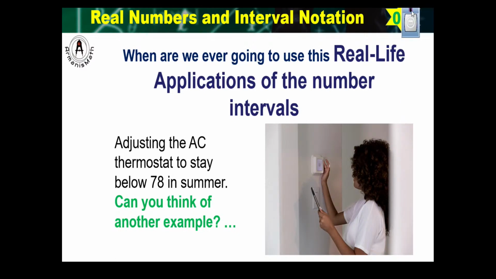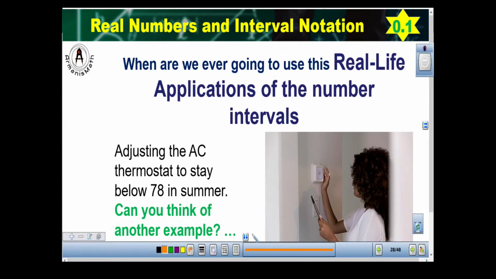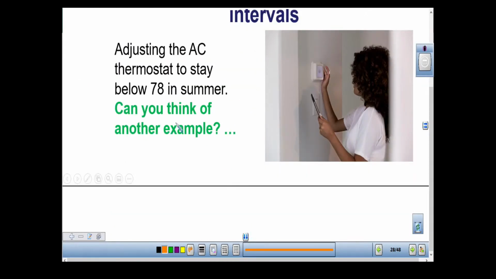Where in the whole world do we use this kind of stuff? Well, one of which is actually your AC thermostat. In the AC thermostat, you set this to an interval, to an inequality. For example, I want the temperature to stay below 78. So my temperature has to be less than or equal to 78. Anytime the thermostat feels it's 78, because it's equal to here, the AC is going to start working.